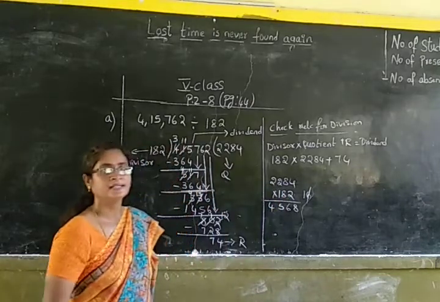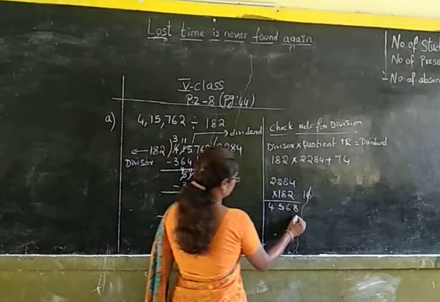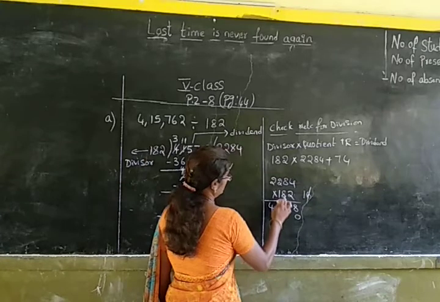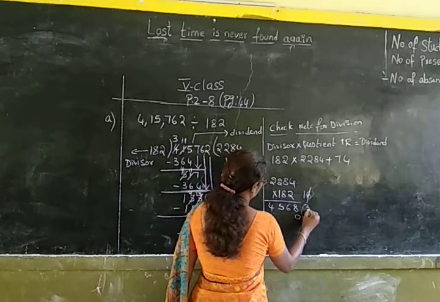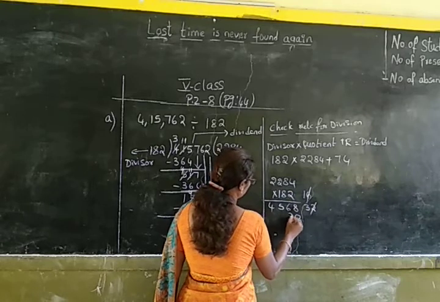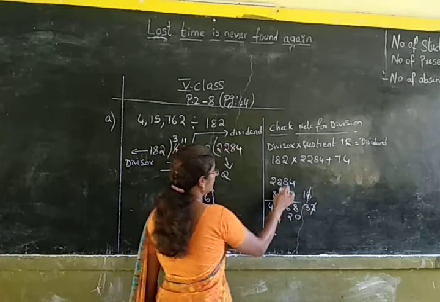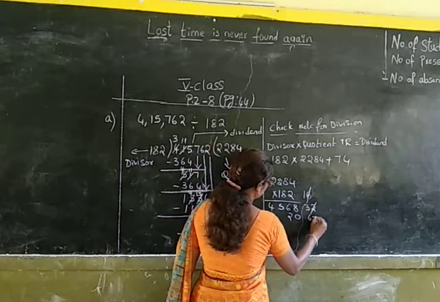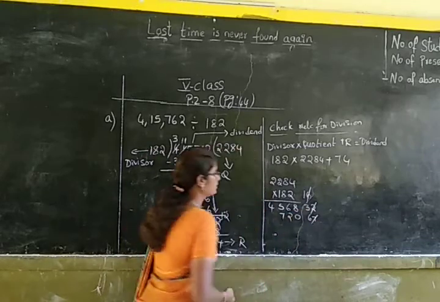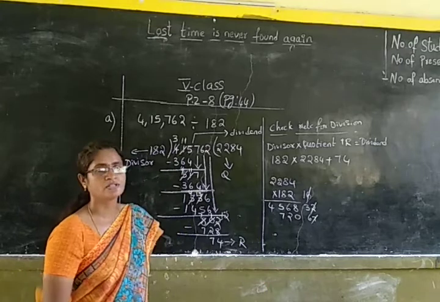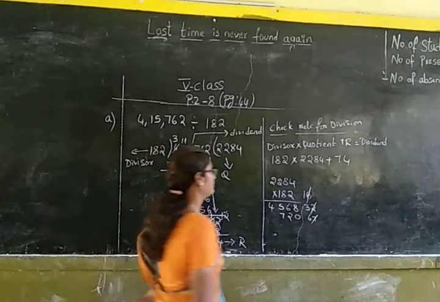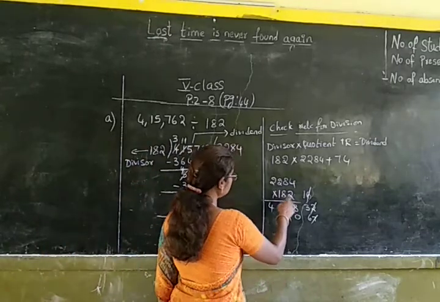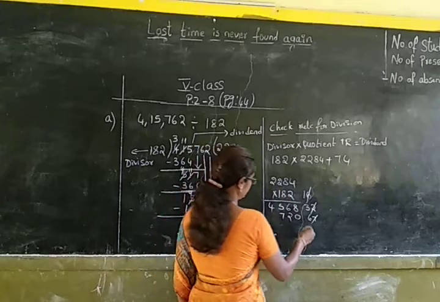8 is in tens place, so put 0 in ones place. 8 4s are 32. 8 8s are 64. 64 plus 3 is equal to 67.